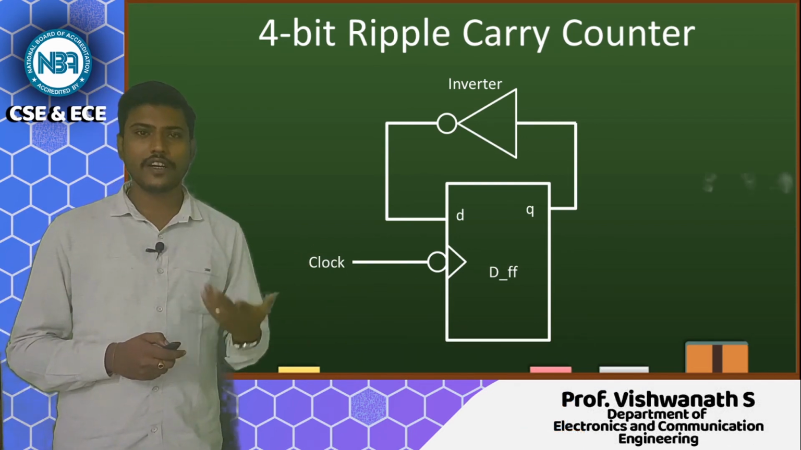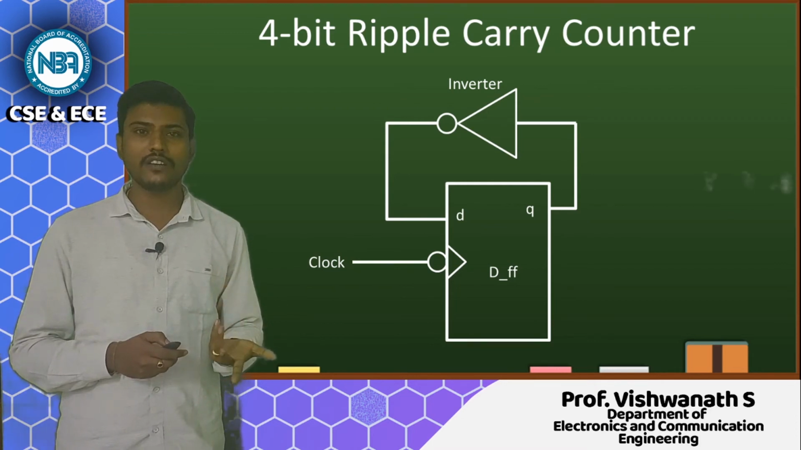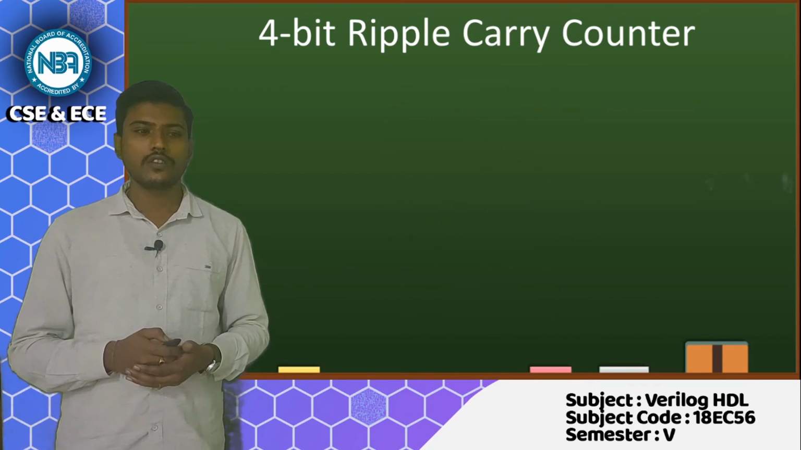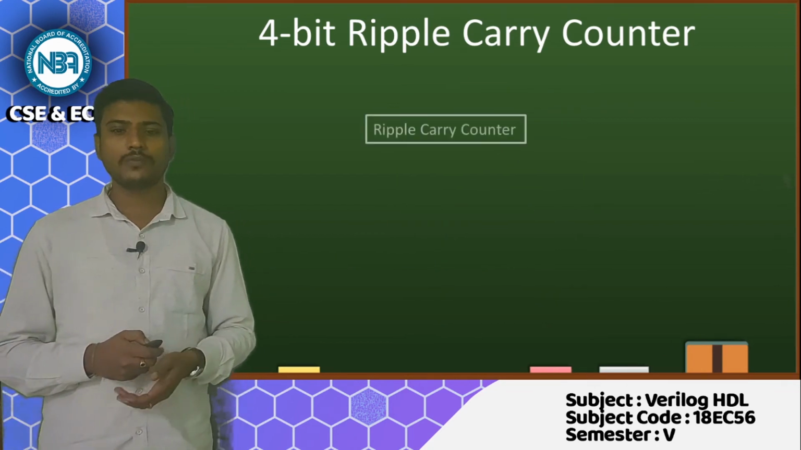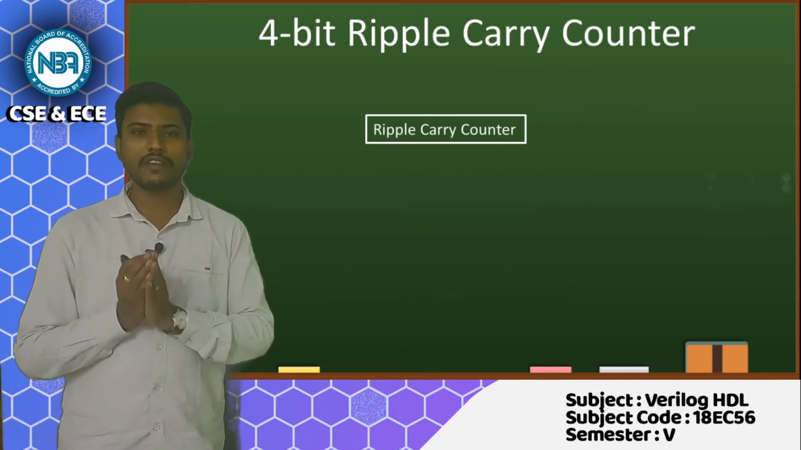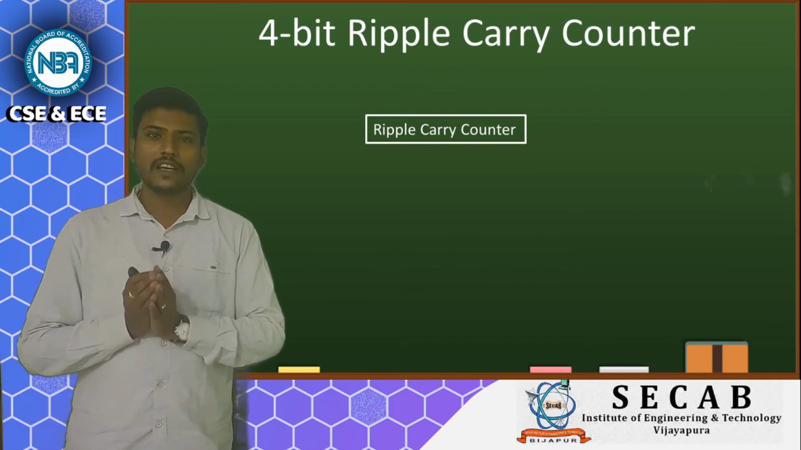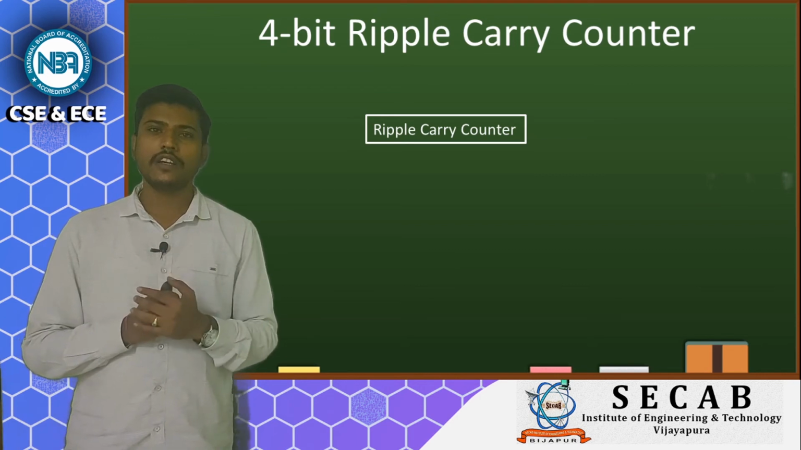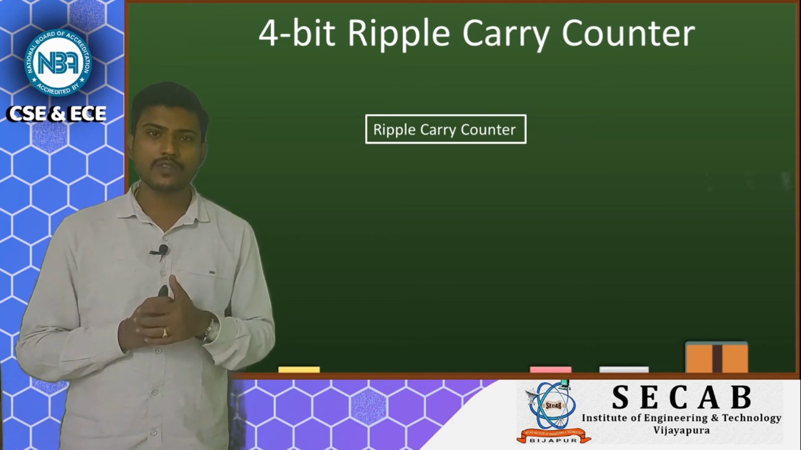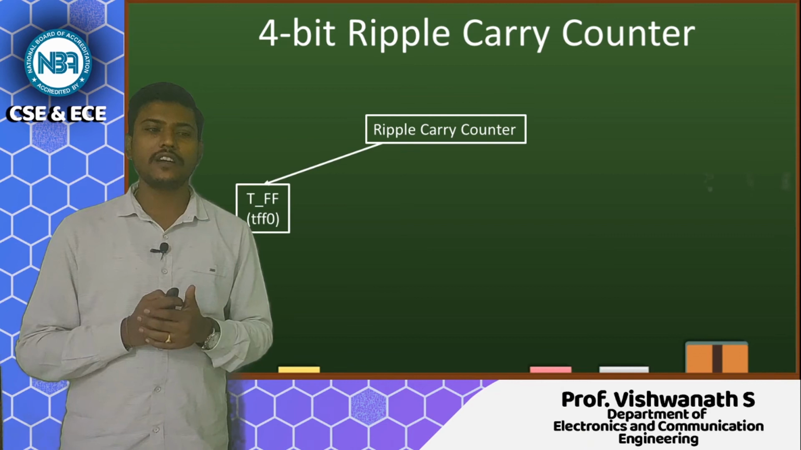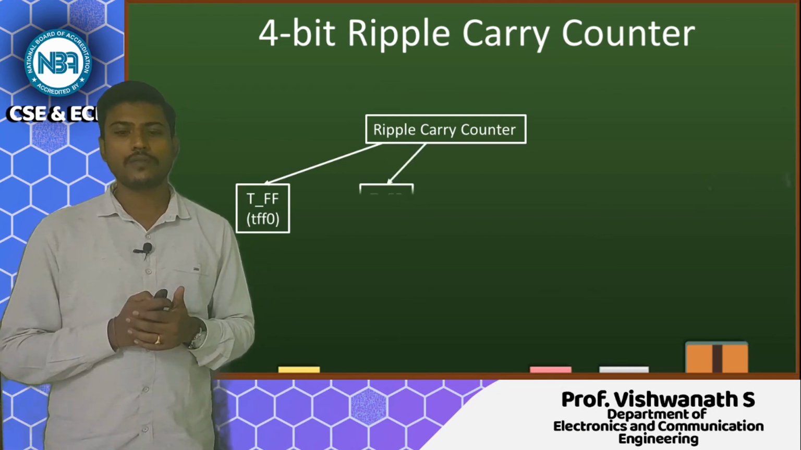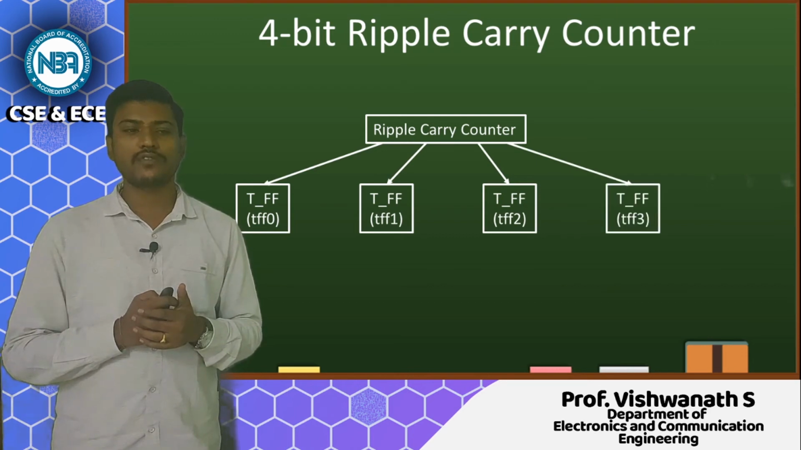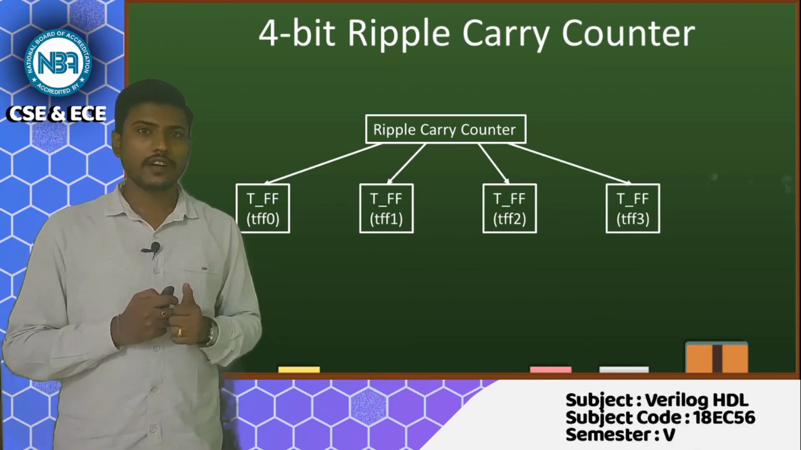Now, let us try to understand how to do this in terms of the top down approach. In a top down approach, first I will have a ripple carry counter. For a ripple carry counter, I need flip flops, that is T flip flops. How many? I need 4 T flops, right. But I do not have a T flip flop.